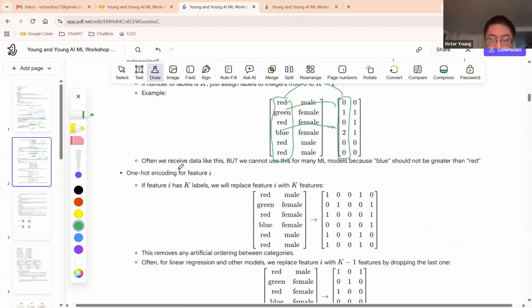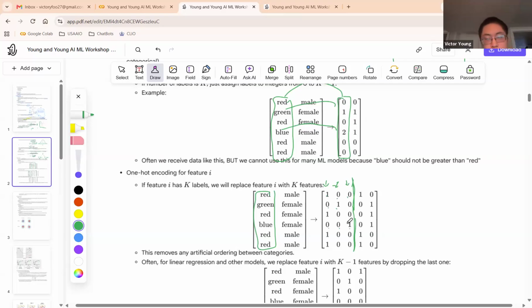So what do we do? What is more appropriate? Well, we do one hot encoding. What does that mean? For this column, we turn that into 3 columns, these left 3 columns. This column means, is it red? This column, is it blue? And this column, is it green? So for red, it becomes 1, 0, 0. For green, it becomes 0, 1, 0. And for blue, it becomes 0, 0, 1.